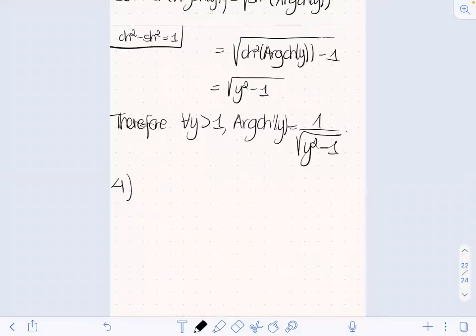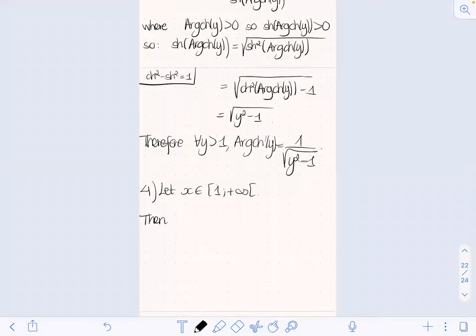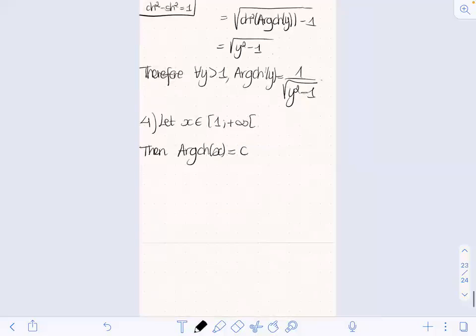So we're going to let some x belong to the definition domain of argch, that's 1 to plus infinity. And we're going to say that argch of x is equal to some c, and we're going to try and express something for c. So that's equivalent to x equal to ch of c. Again, ch of c is exponential c plus exponential minus c divided by 2.